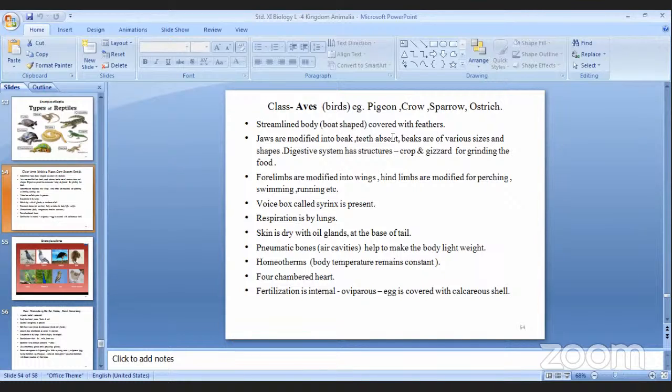Then the heart here is four-chambered. Students, we studied two-chambered, then three-chambered, then 3.5-chambered, that means incomplete, which is in the case of reptiles. And in crocodiles it is four-chambered, the only reptile that is. Now again here in aves, all the birds have a four-chambered heart. Clear? And fertilization is internal. Oviparous, the egg is covered with a calcareous shell.